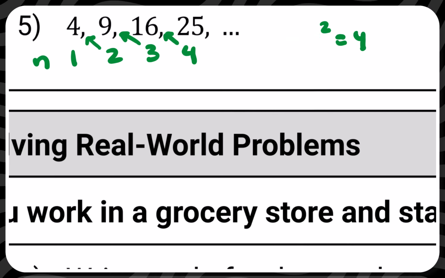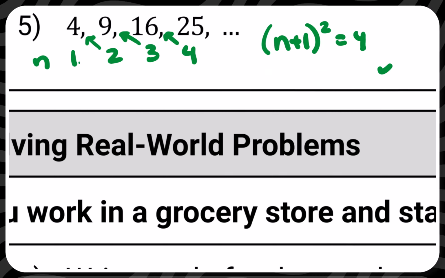So it's not going to be n squared. What do I need to do to that n? If it's the first term that I want to be 4, I need to bump that up by 1. So if I add 1 here, the first term added to 1 squared, that is 4. So that works. Let's try it for the second one. The second term should be 9. So 2 plus 1 squared, that would be 3 squared is 9.